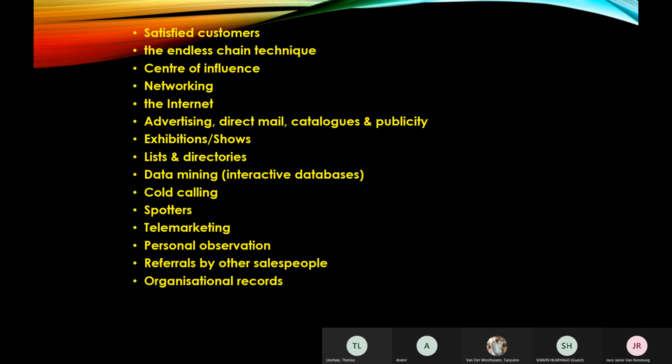That's probably why. One of the best places to start with, in my opinion, is the one right at the bottom and the one right at the top. The one right at the top is satisfied customers. I mean, why wouldn't you? Because they are the ones who are going to give you very good referrals, which is the one second from the bottom. No, that's referrals from other salespeople. Sorry, that's certainly different. A satisfied customer is going to tell his friends.